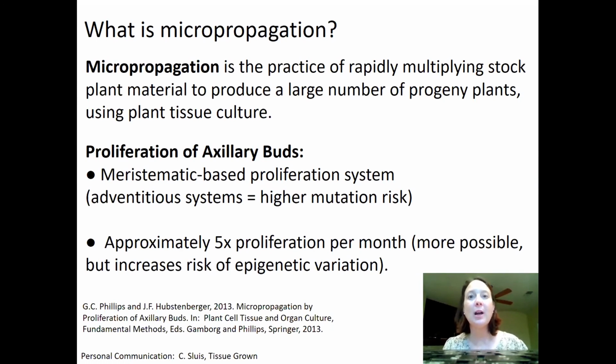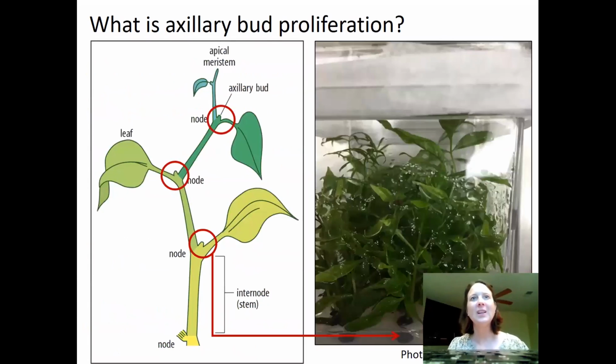In general, these micropropagation labs can achieve approximately 5 times proliferation per month. More is possible, but the more you do, the more of a risk there is of an epigenetic variation. So what is an axillary bud? An axillary bud, I've circled them in the photo. These are located at nodes. So those buds are excised and put into sterile tissue culture. This is called micropropagation.